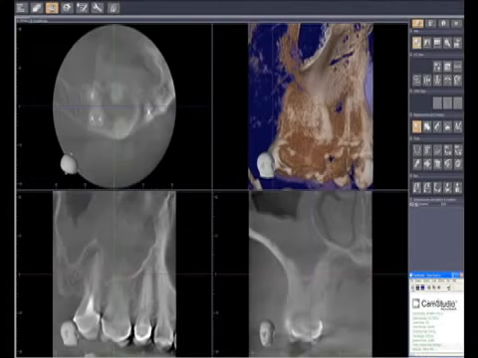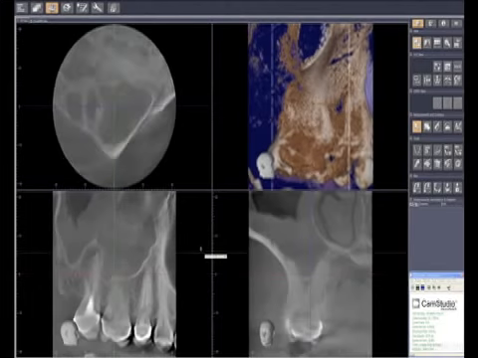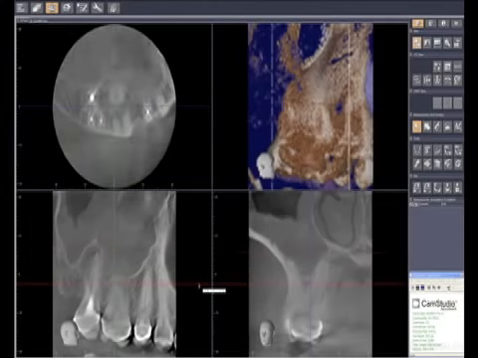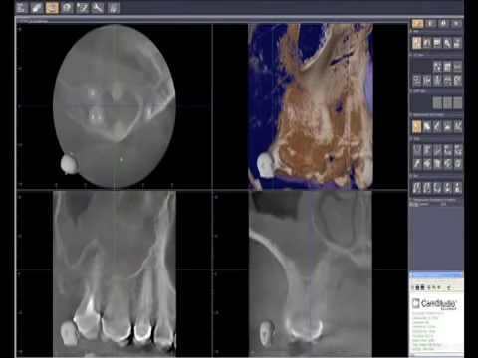So for a quick review, in the upper left-hand quadrant, we have what's called the axial view. This is the cross-section view through the roots of the tooth, and as we slice through it, you can see the changes in the outline shape of the root. This is a unique view that's not seen in any other type of dental radiograph.